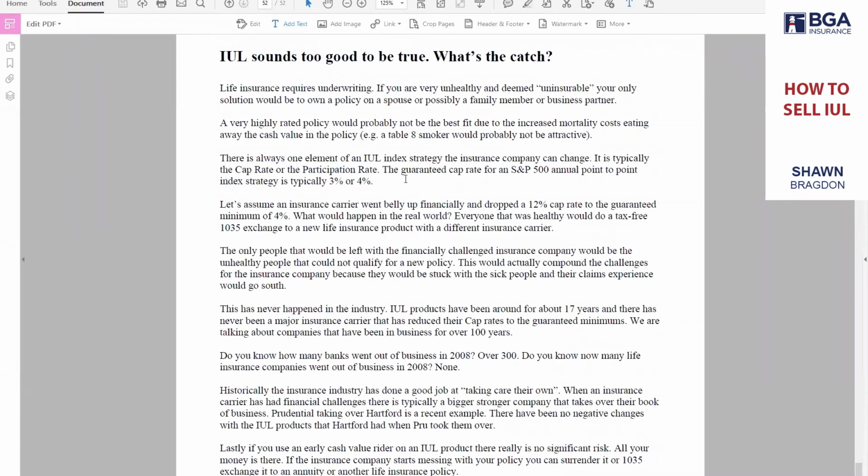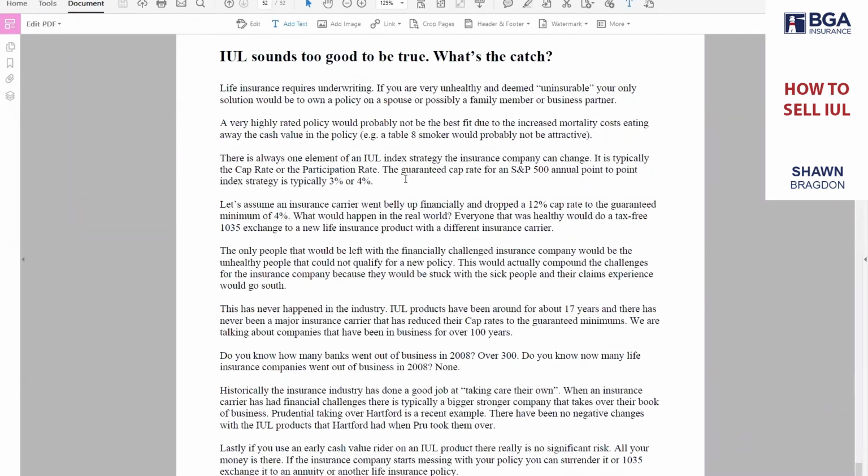First, they'd have to go to all 50 state insurance commissioners and convince them that they are so financially insolvent and their claims experience and their mortality assumptions were all wrong. They'd have to convince all 50 insurance commissioners to let them do what we're talking about. And what, again, would happen in the real world? Anyone that was healthy with that insurance company would simply do a tax-free 1035 exchange and pull that money from that company and put it into another one. Or they would just surrender the policy.